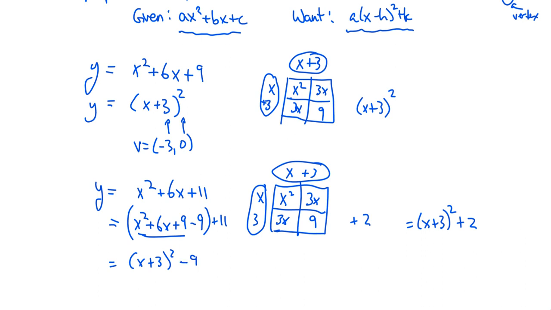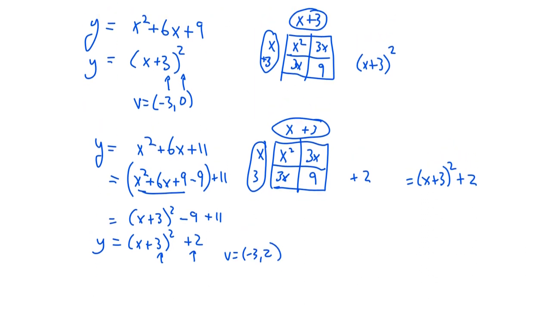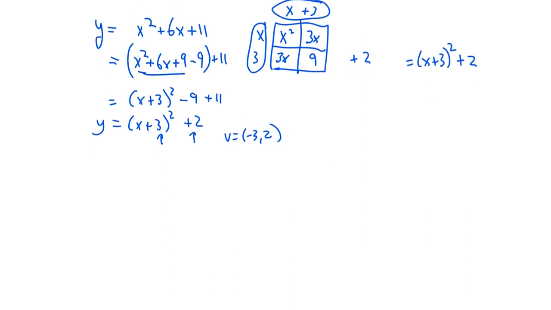But then I have minus 9 and plus 11. And if I collect everything, then I have this as (x + 3)² + 2. And so y equals this. And so now I can see my vertex is (-3, 2). So you get the same thing with the area model as you do without the area model.